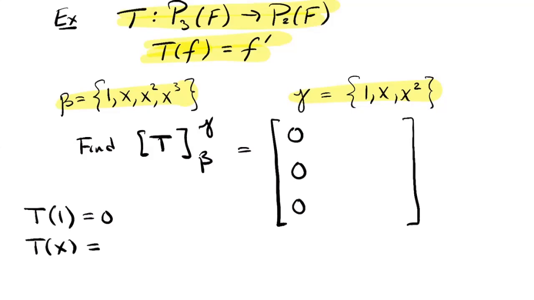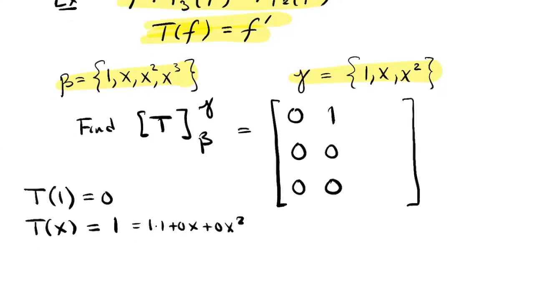Next basis vector is x. T of x is 1. All right? When you write 1 as a linear combination, here I'll write out the details. It's 1, 1 plus no x's plus no x squareds. So I'm going to take those coefficients, 1, 0, 0, and make them the next column. Is it making sense?